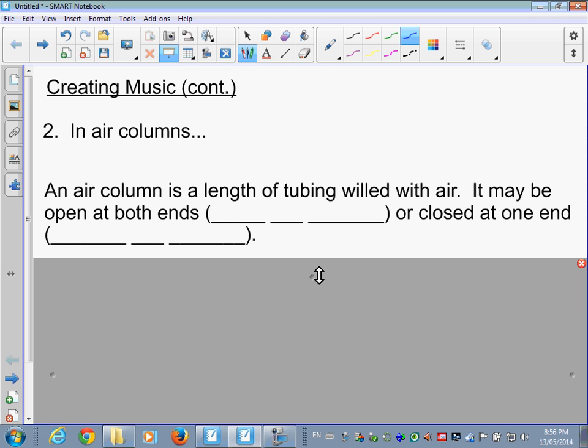In any event, there's a couple of different versions that we're going to look at. One of them is when it's open at both ends, which is called an open air column. And if it's closed at one end, it's considered a closed air column. Now, a closed air column is not closed at both ends. If it's closed at both ends, then there's really no sound that's escaping. If it's closed at both ends, we call it a string. So, open air columns and closed air columns.